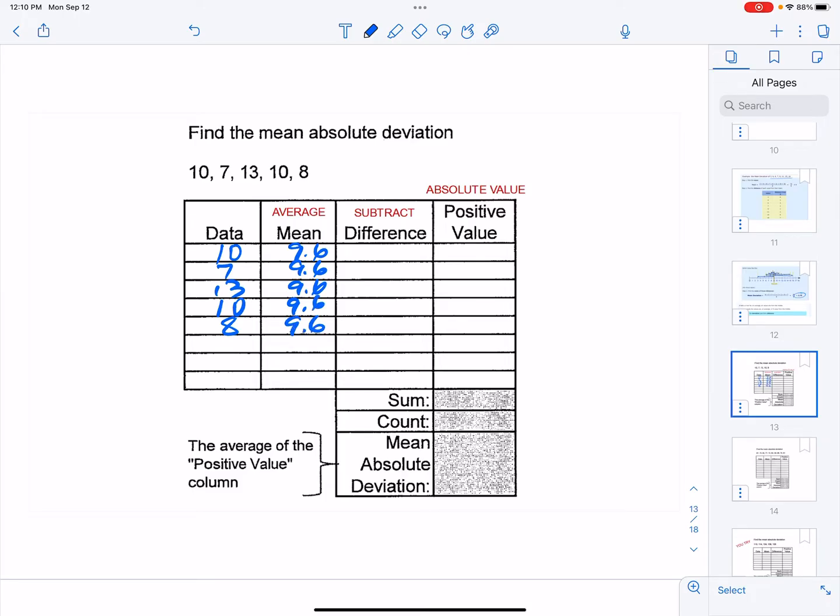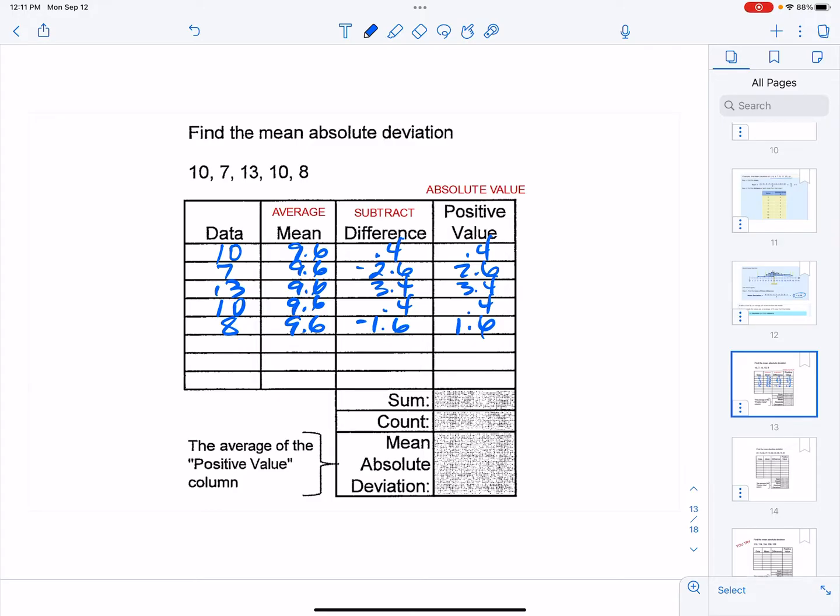Now what we're going to do is subtract these. So we're going to do 10, take away 9.6, and you get 0.4. 7, take away 9.6, you get negative 2.6. 13 minus 9.6, you get 3.4. 10 minus 9.6, you get 0.4. And 8 minus 9.6, you get negative 1.6. Now what we want to do is take the positive value for each one of those. So this is 0.4. The positive value of negative 2.6 is 2.6, and then 3.4, and then 0.4, and then 1.6. And what we're going to do then is add those differences together.